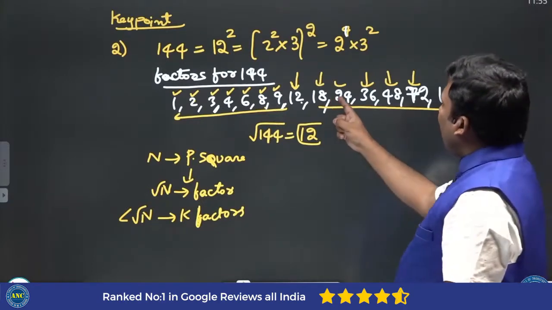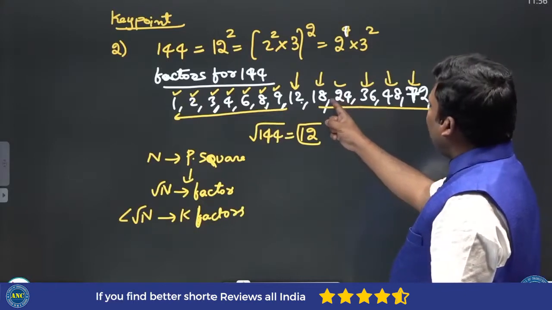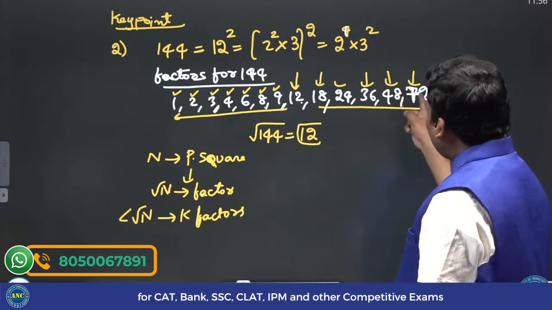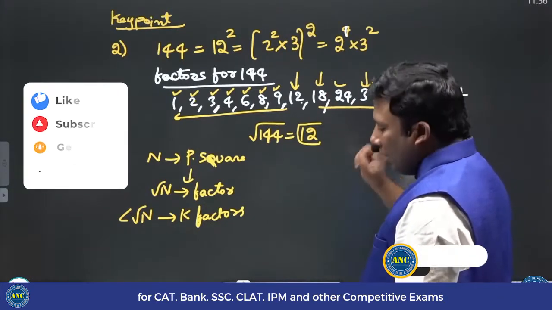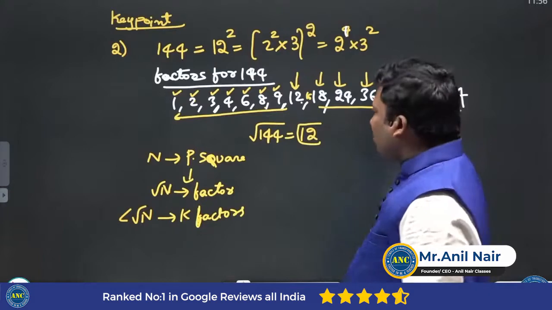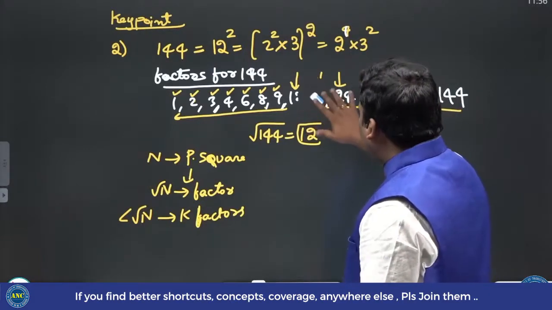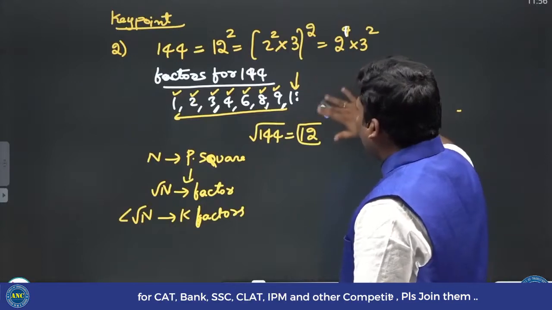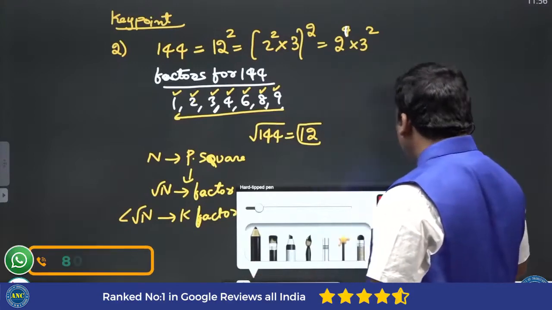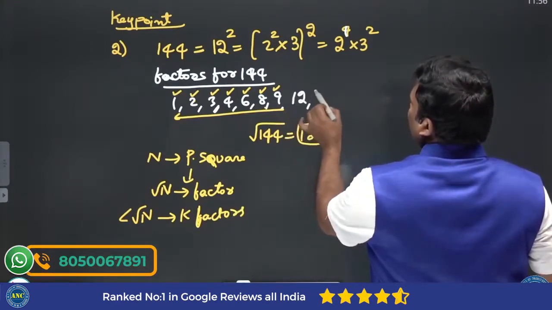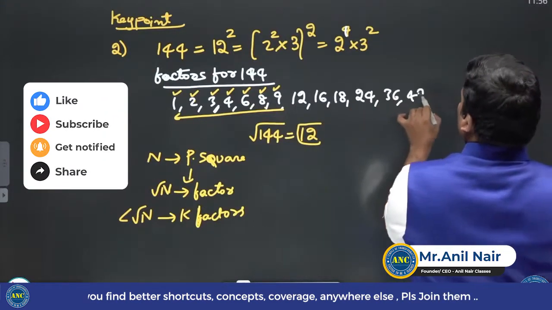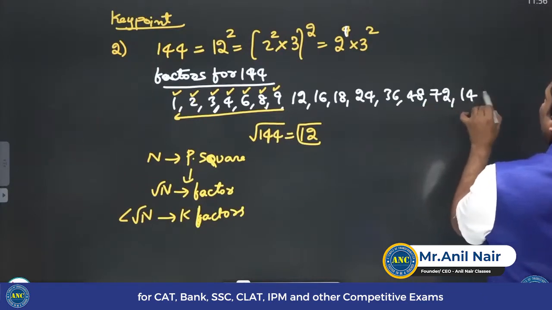We have taken 18, 24, 36, 48, 72. 1, 2, 3, 4, 5, 6. One number we have missed out. 16 we missed out. Because of the understanding of the concept, we will get it very clearly. Let me write it down here: 16 nines are 144. Even if I miss any case, it can be obtained because of conceptual clarity. I have got 12, 16, 18, 24, 36, 48, 72 and 144.